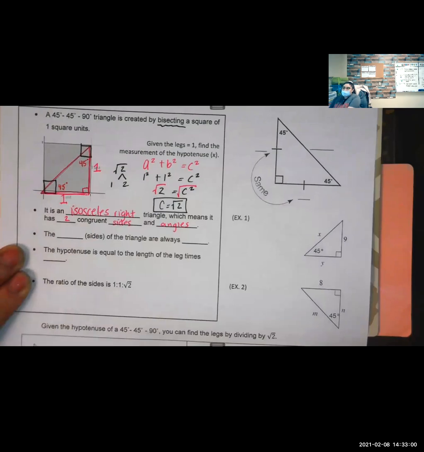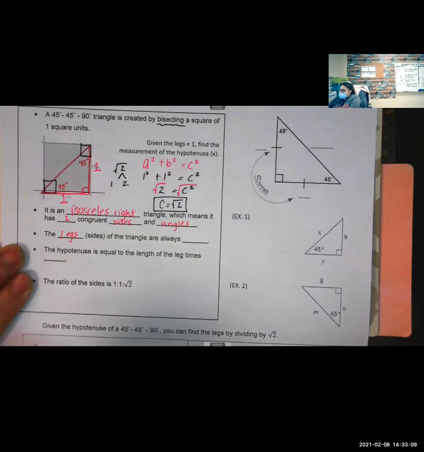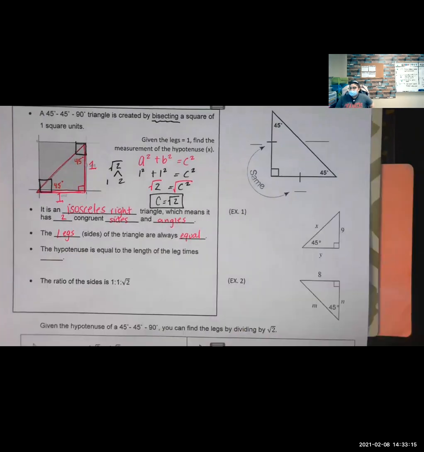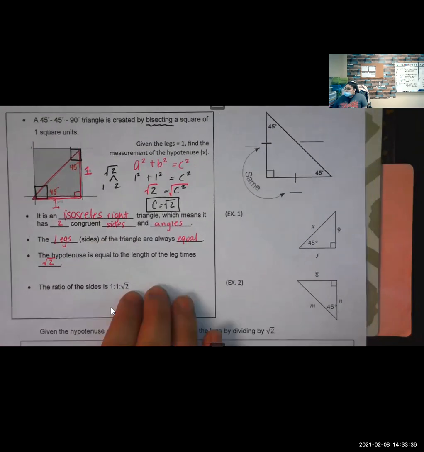Now the sides in a 45, 45, 90 triangle have a special name. They are called the legs of your triangle. And these legs are always equal. Again, they're equal because this triangle is isosceles. And the hypotenuse is going to be equal to the length of the leg times the square root of 2. What makes this triangle special is that the ratio of the sides is 1 to 1 to the square root of 2. So we can use these proportions to help us find the sides in any 45, 45, 90 triangle.